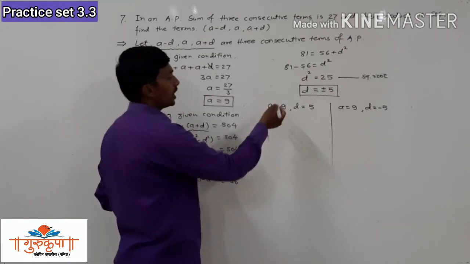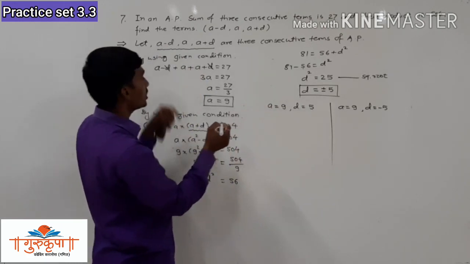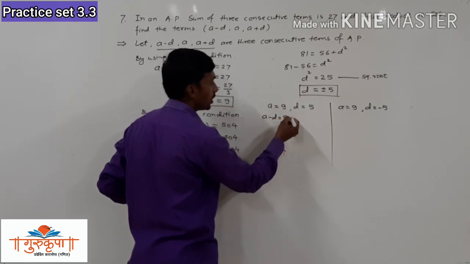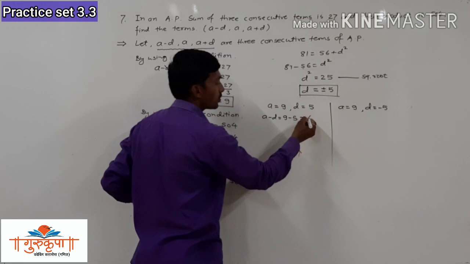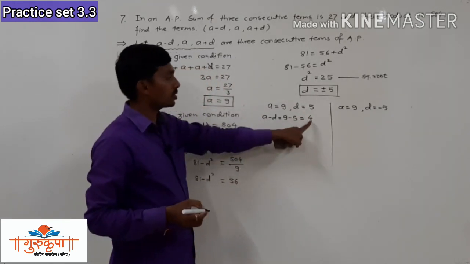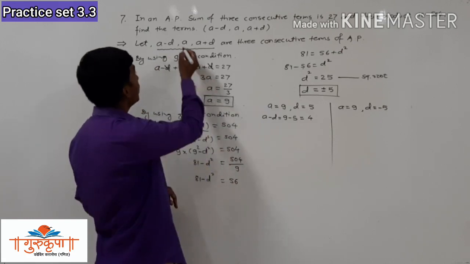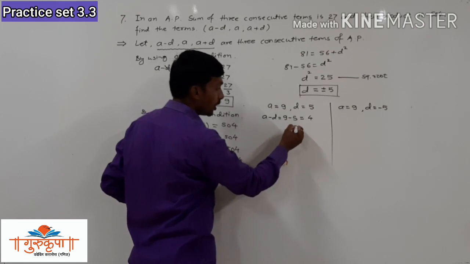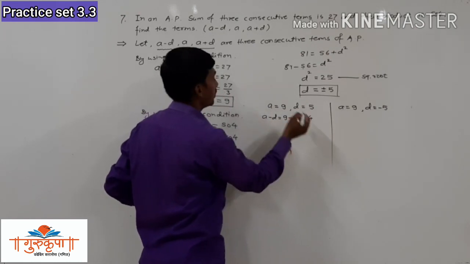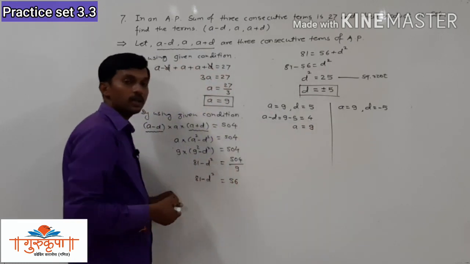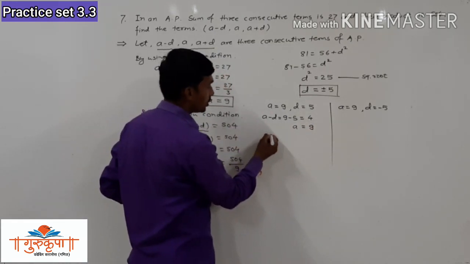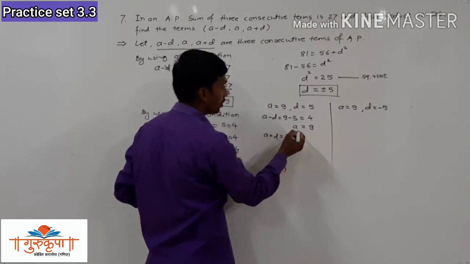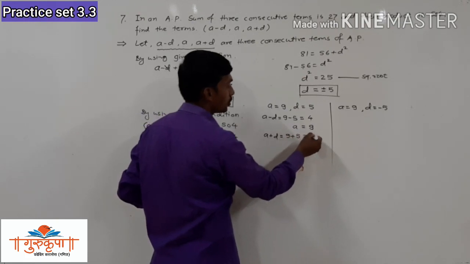So we will make the calculations. The first term we consider is a minus d. The value of a is 9 minus the value of d is 5, 9 minus 5 is equal to 4. So the first term of the AP is 4. Now the second term we consider as a, and here a is equal to 9. And the third term is a plus d, so we put the values there, 9 plus 5 is equal to 14.